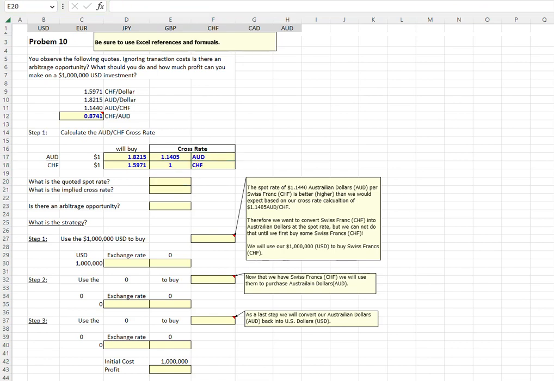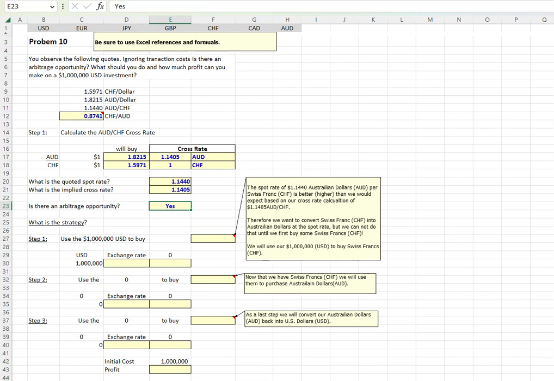So of course we want to compare the spot rate of 1.1440 with our implied cross rate of 1.1405, and they are different, so that implies that yes, there is an arbitrage opportunity. The spot rate of 1.1440 Australian dollars per Swiss franc is higher, or we should say better, than we would have expected based on our cross rate calculation of 1.1405 Australian dollars per Swiss franc.